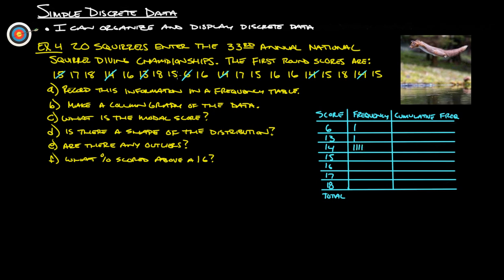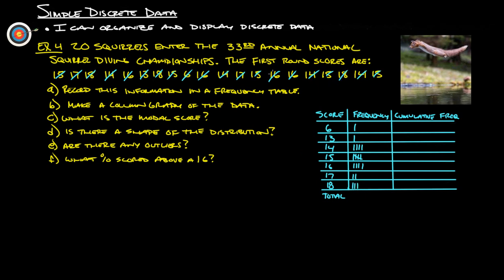15, we got 1, 2, 3, 4, 5 of those. And then we also have, this is really the tally, and then I'll just write the frequency next to it. 16, we got 1, 2, 3, 4 of those. 17, we have 1, 2, of those. And then 18, we have 3 of those.